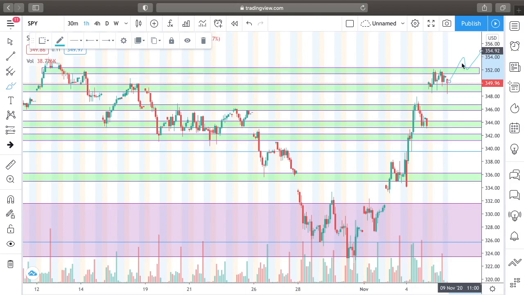But at the same time, there's also a possibility that prices break to the downside. So right now, prices are finding support at this green box over here. But if prices do break below this support, then the next level of support that I'll be taking a look at is this green box over here. That's my technical analysis for the S&P 500.